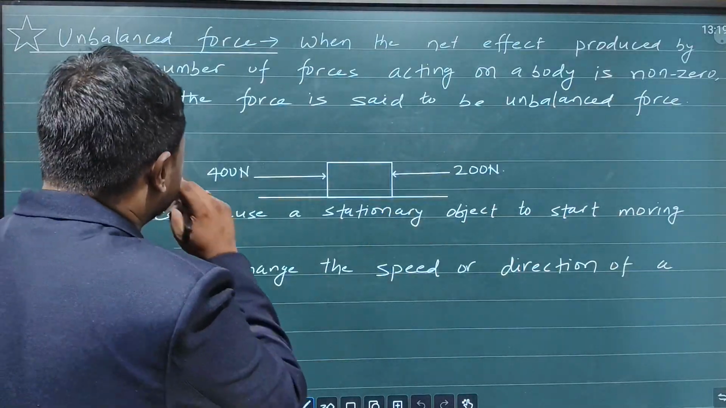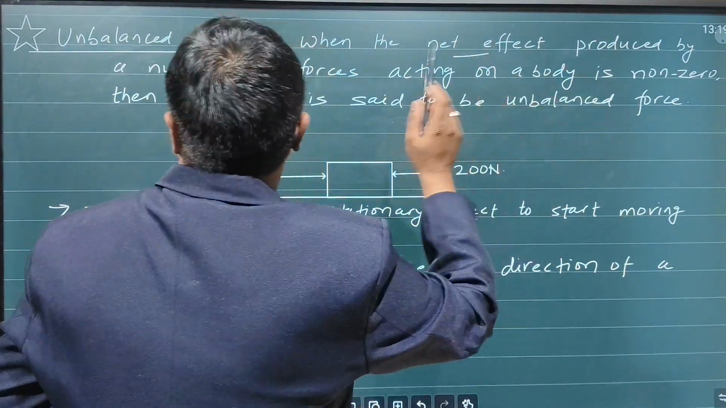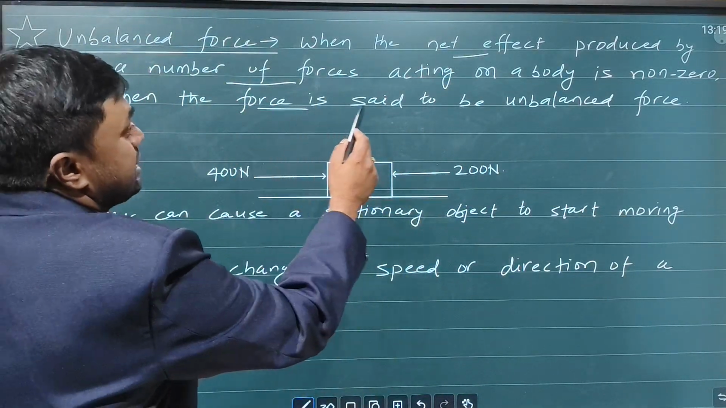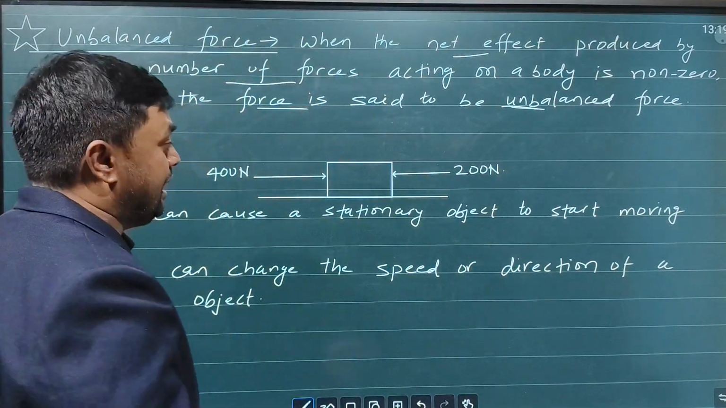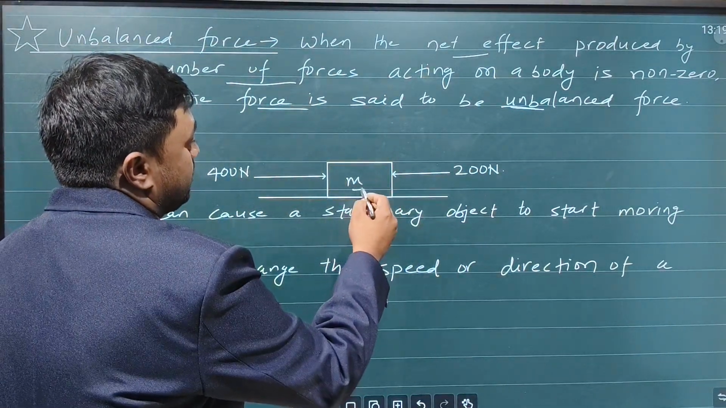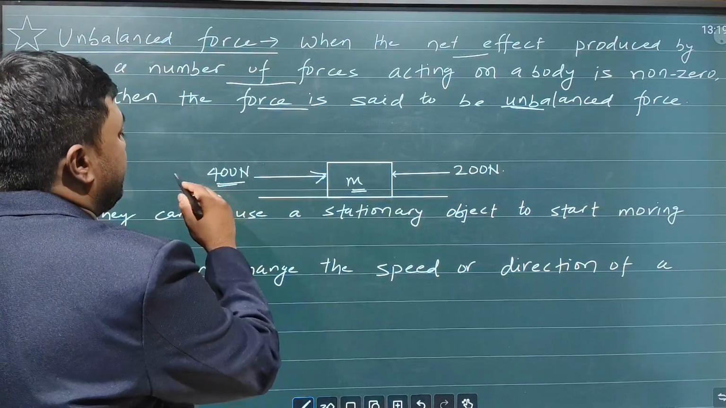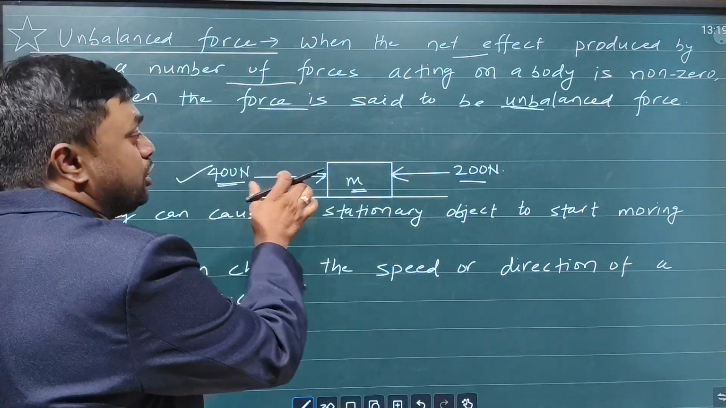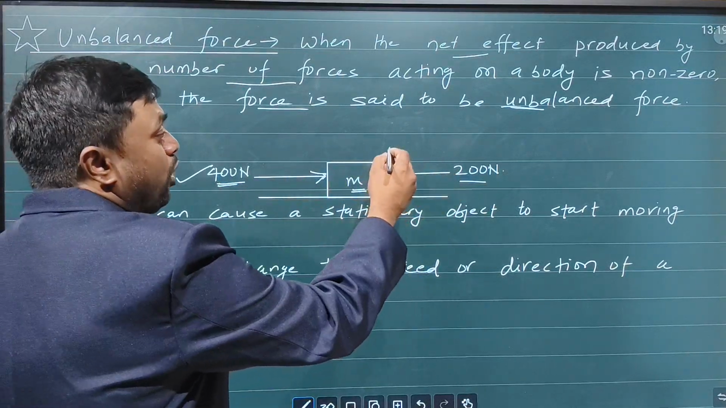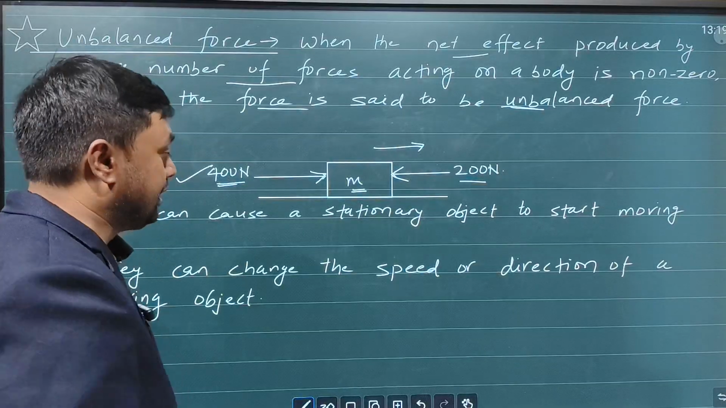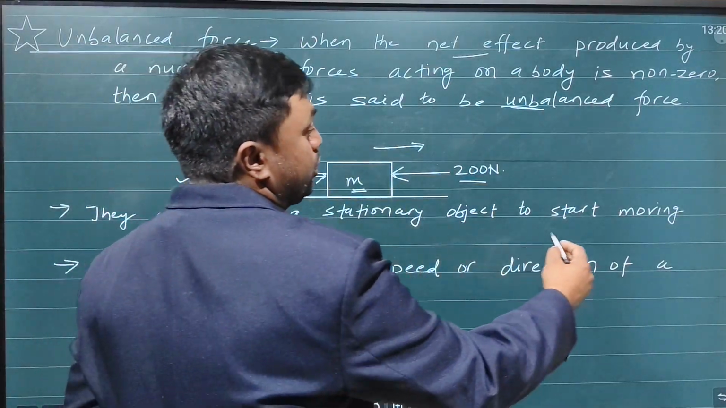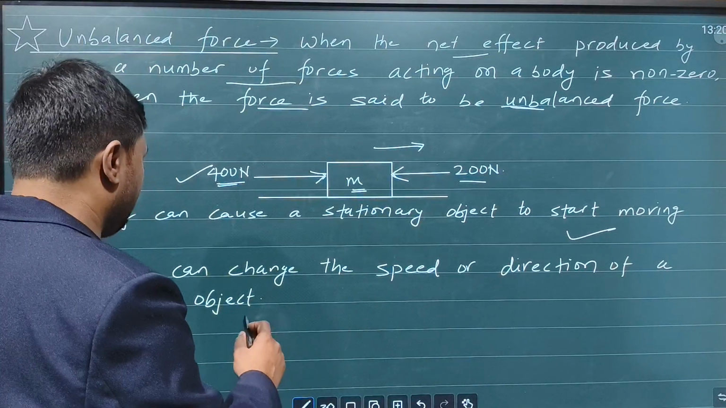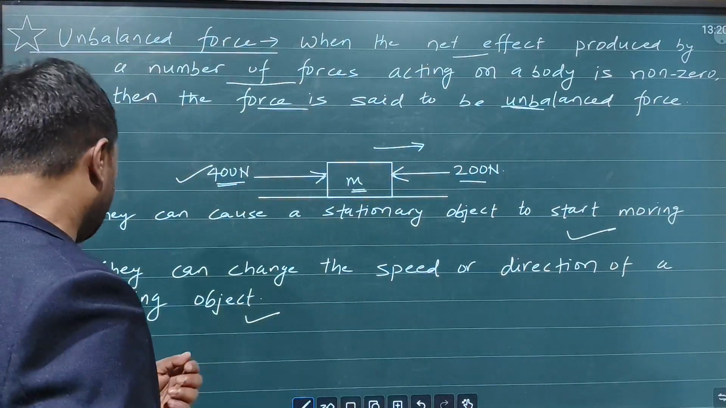Unbalanced force means when the net effect produced by a number of forces acting on a body is non-zero, then the force is said to be unbalanced. Let's take an example. A body of mass m is there. In this direction we are applying 400 Newton and in this direction we are applying 200 Newton. 400 Newton is more than 200 Newton, so the body will start moving in this direction. So they can cause a stationary object to start moving, and they can change the speed or direction of a moving object. That is about unbalanced force.